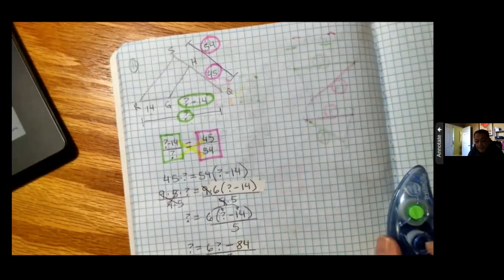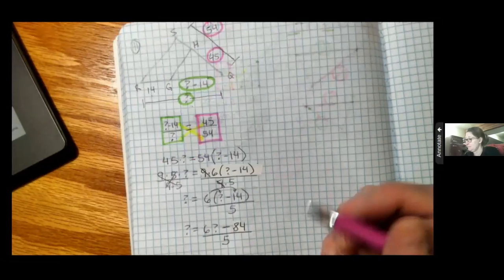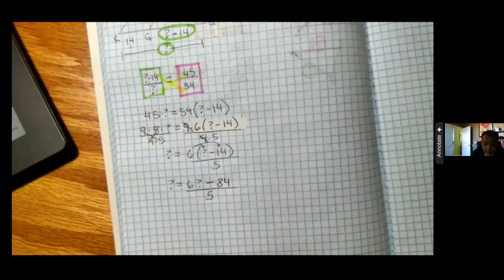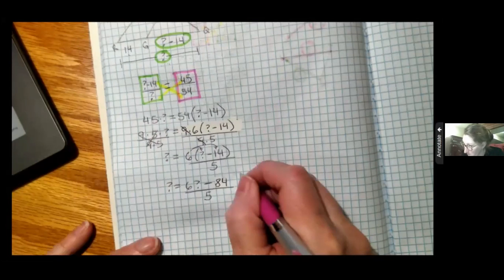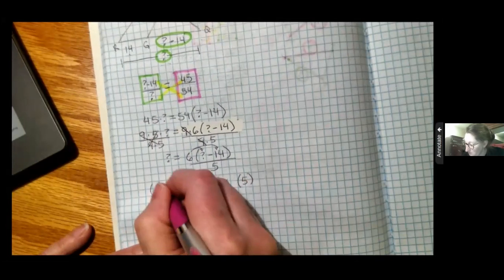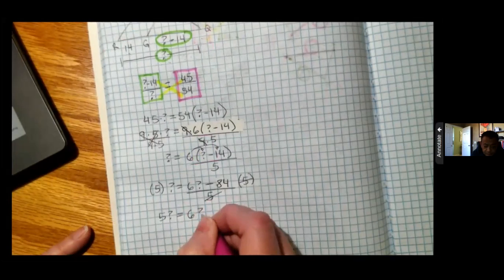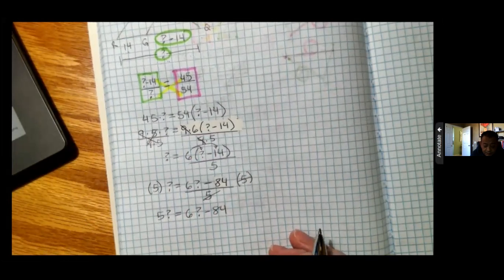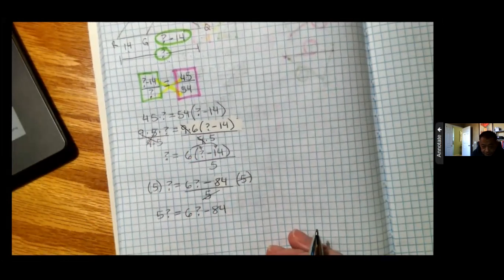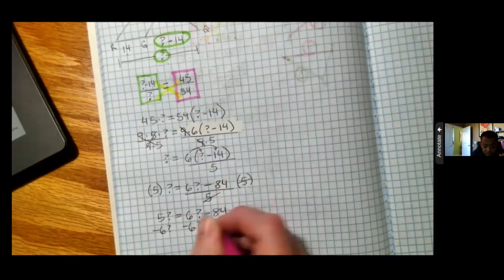The trick, raise the paper up a little bit. I don't like the fraction, so I'm going to multiply both sides by 5 to get rid of it. So you have 5 question mark is equal to 6 question mark minus 84. Now I would like to have all the question marks on one side. I like to have question marks on the left. So minus 6 question mark, minus 6 question mark.